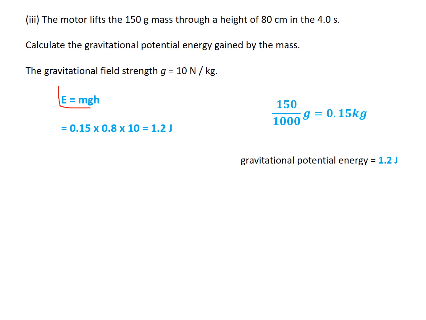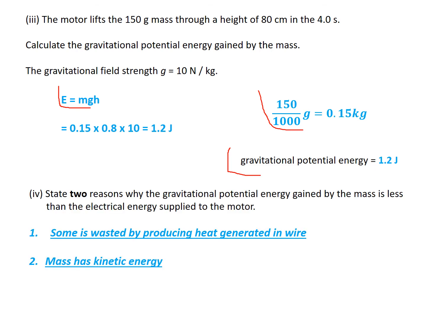As you can see, the value of mass was given to us in grams, but to use it in a formula, we have to convert it into an SI unit, which is kg. Now, gravitational potential energy is 1.2 joules.